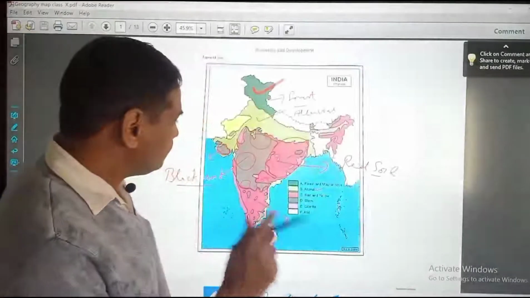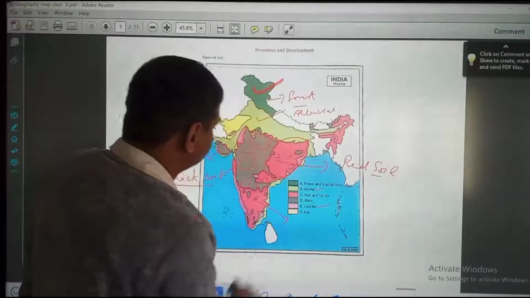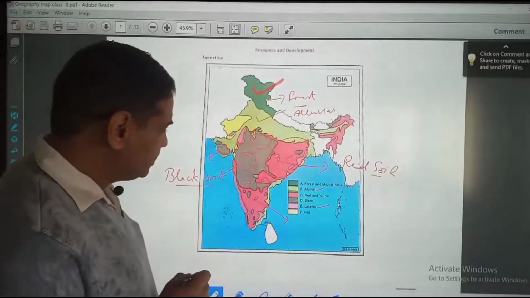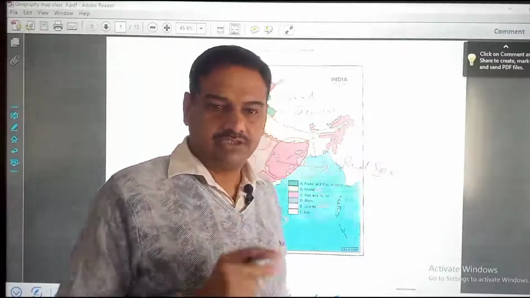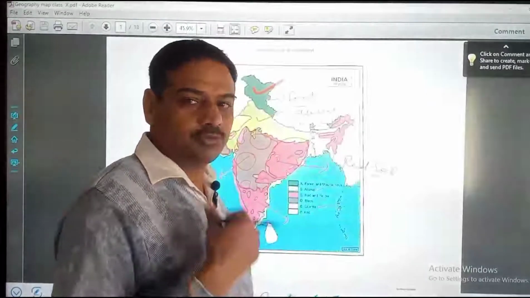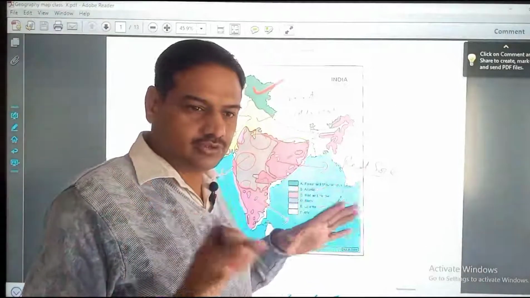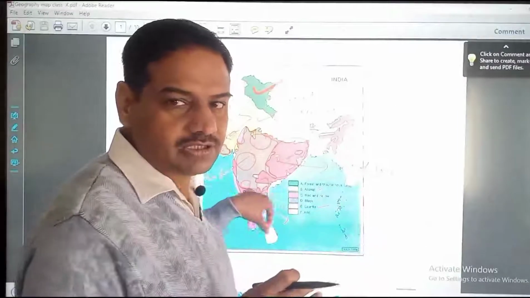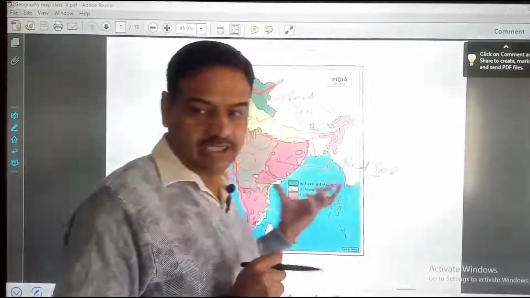Then comes the laterite soil. Laterite is a word which has come from the Latin word that means brick. This soil is formed very fast. As a result, it contains very little humus, and it does not have fine particles. So a lot of gravel and stones are mixed in this soil, and as a result it is not that fertile.